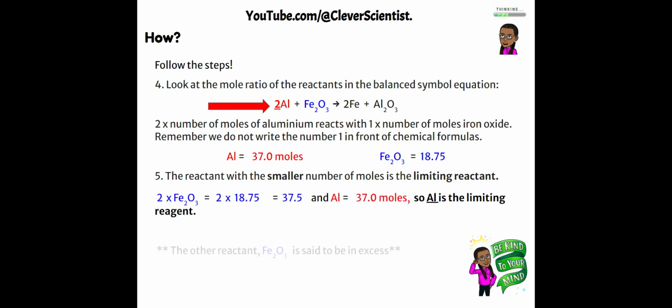We've just worked out that we've got 37 moles of aluminium and 18.75 moles of iron oxide. Looking at the mole ratios, if we multiply the number of moles of iron oxide by 2, we get 37.5. And we've actually only got 37 moles of aluminium. So aluminium has the smaller number of moles, so therefore aluminium is the limiting reagent or the limiting reactant.